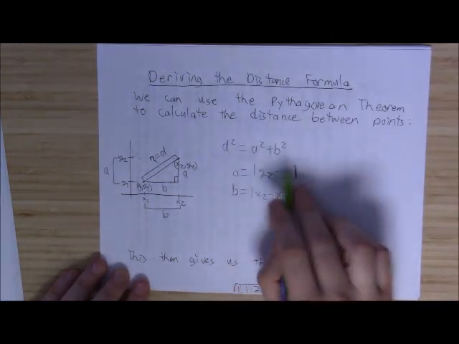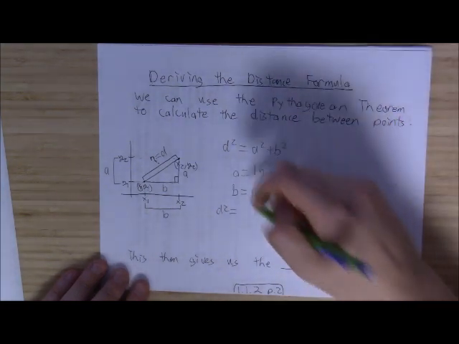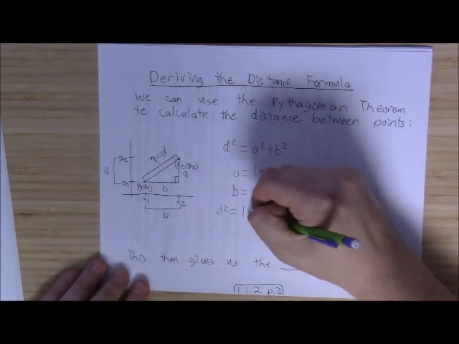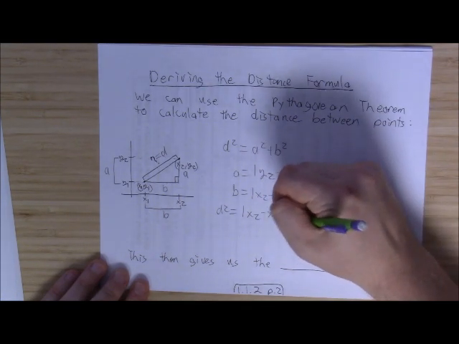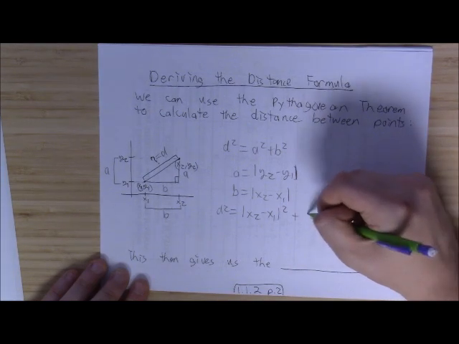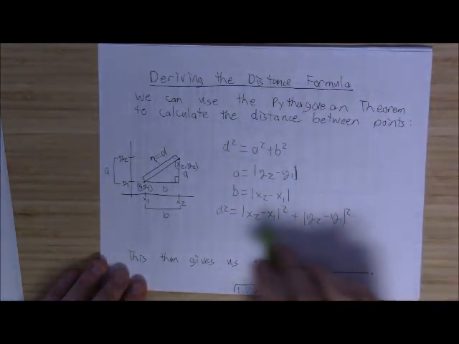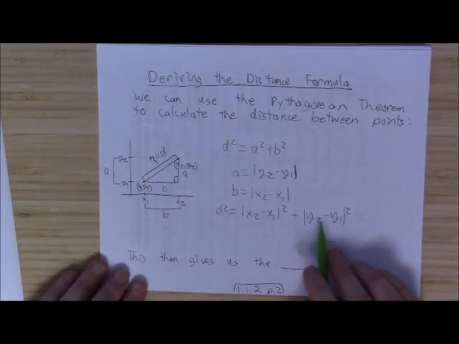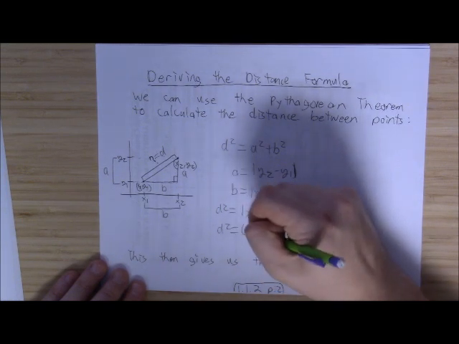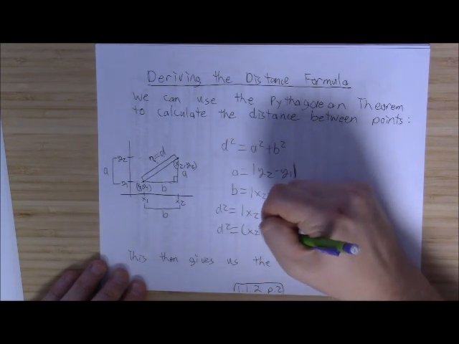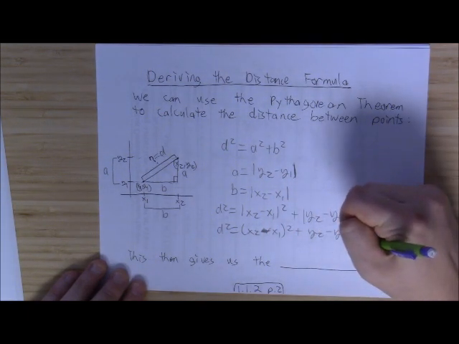So, in other words, what we have here is that D squared equals the absolute value of x2 minus x1 squared plus y2 minus y1 in absolute value squared. Of course, because these are squares, we know that the answer will be positive, so we can drop the absolute values. D squared equals x2 minus x1 squared plus y2 minus y1 squared.